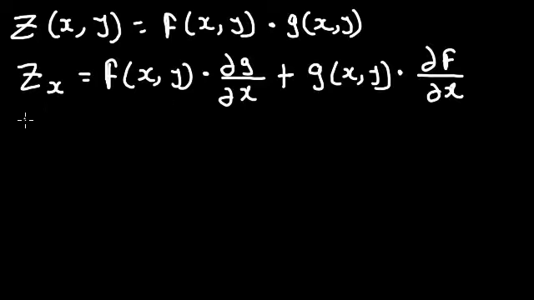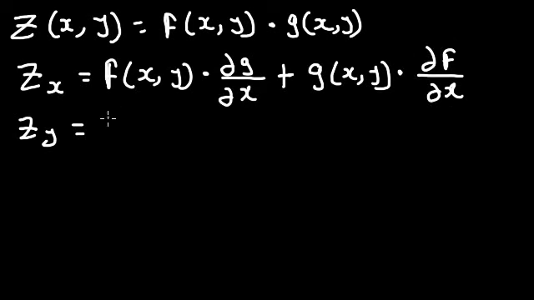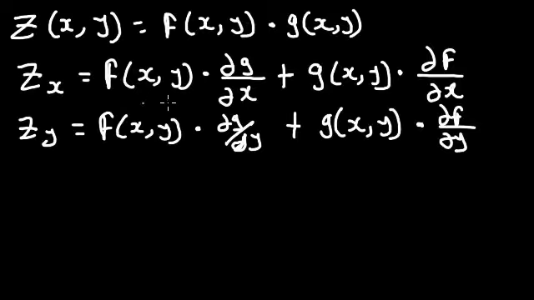Similarly, z sub y, which is the partial derivative of z with respect to y, is almost the same as this, but the difference is that instead of partially differentiating with respect to x, you will have it as y. So that will be the first function f of x, y multiplied by g y, plus g of x, y multiplied by f y. So this is what the product rule of partial differentiation says in essence. So let's put this into good use.